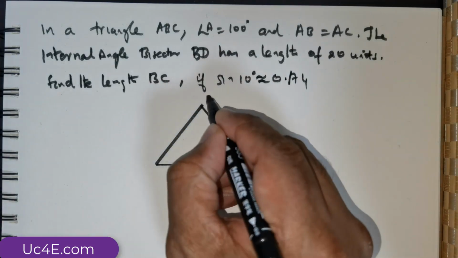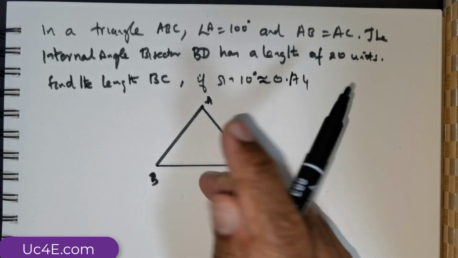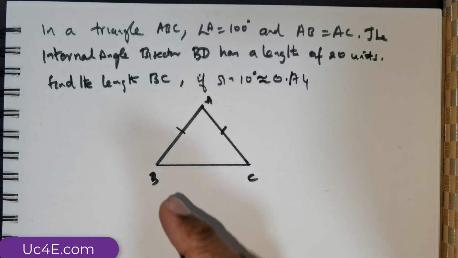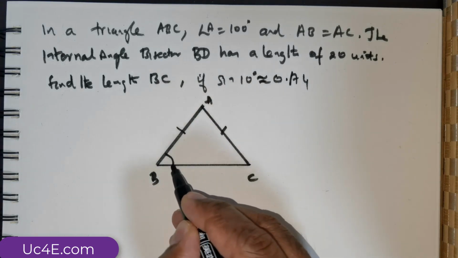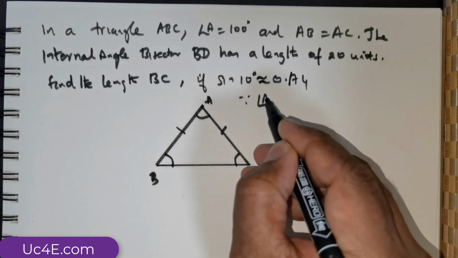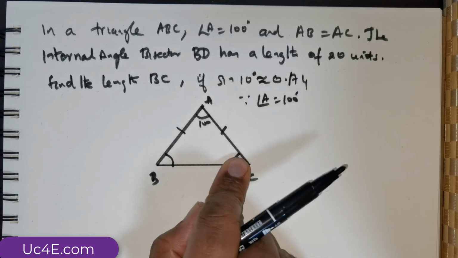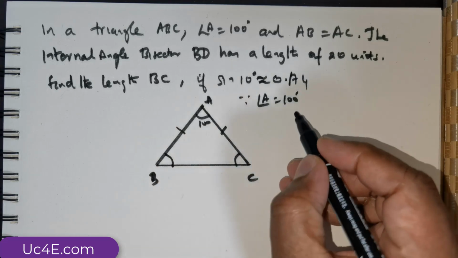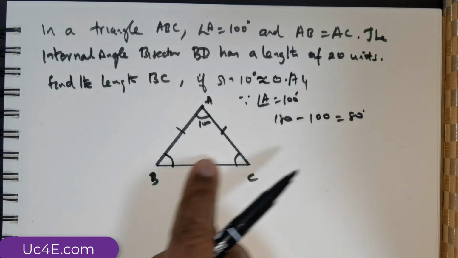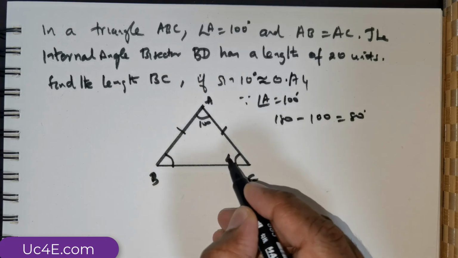And let me name the triangle as ABC, and we have been given that AB is equal to AC, so we got an isosceles triangle. So that would mean the base angles would be the same, because we have been given angle A is 100 degrees. So if this is 100 degrees, these two angles should be the same, right? From 180 degrees, if you subtract 100, you get 80 degrees. Now 80 degrees has to be divided among these two base angles, and that would be 40 degrees and 40 degrees.